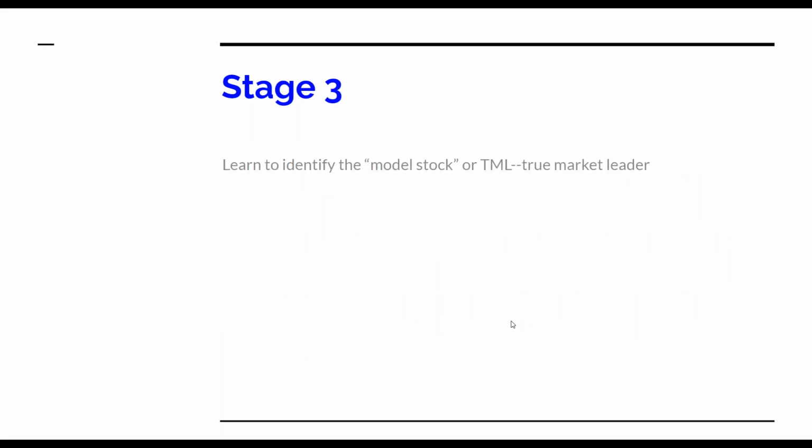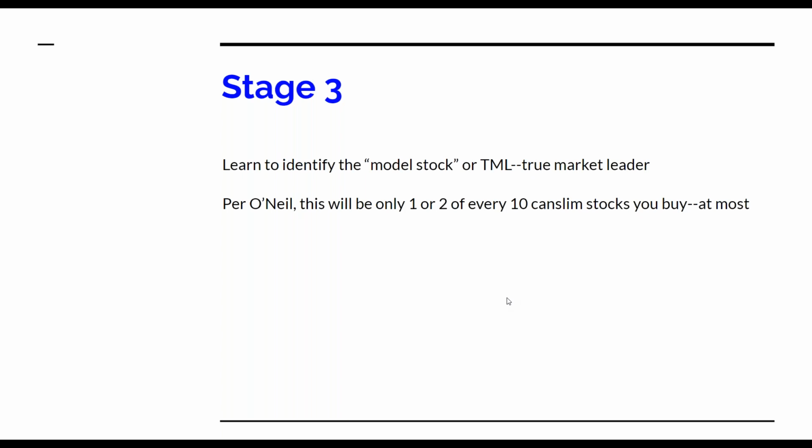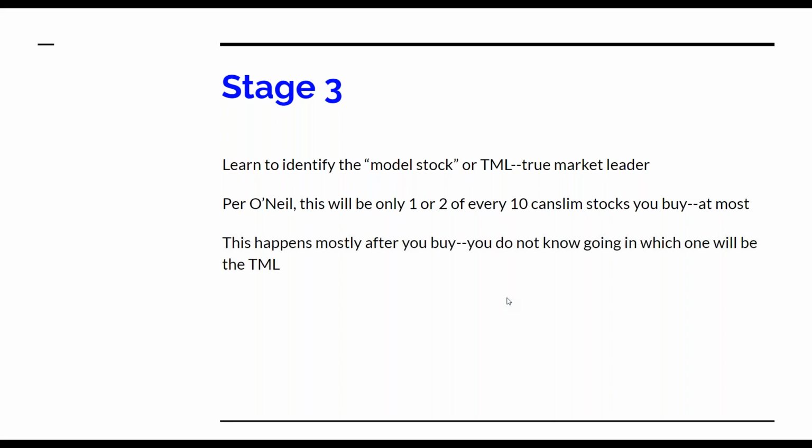And then stage 3, sort of the final stage, is to learn to identify the model stock or the true market leader, as they're called. Per O'Neill, this is only 1 or 2 out of every Canslim stocks you buy, at most. And this identification process happens mostly after you buy. You really don't know going in which one's going to be the true market leader.